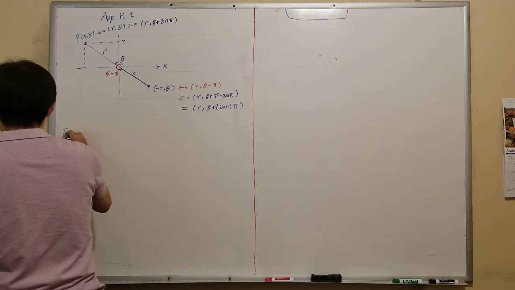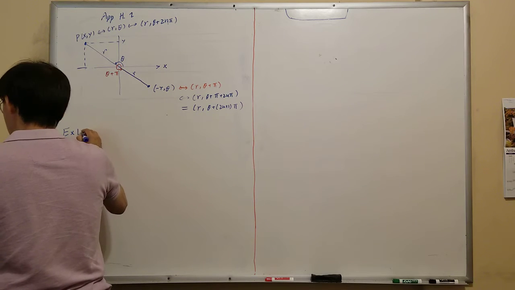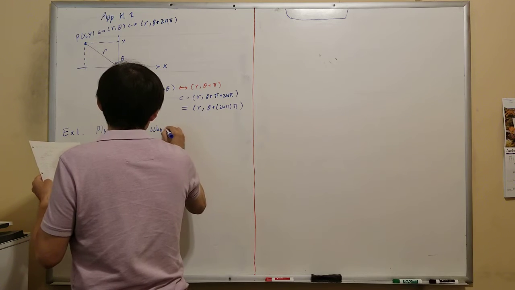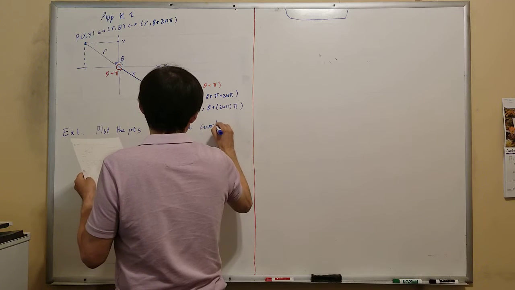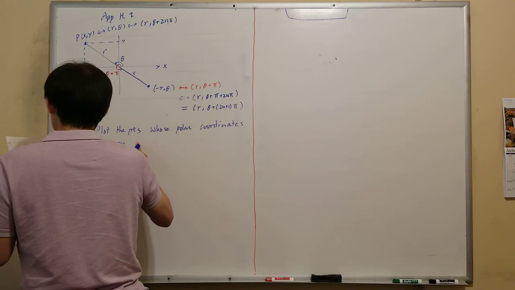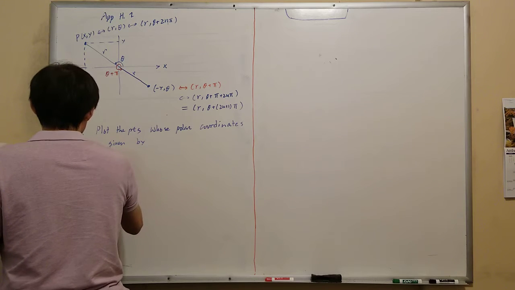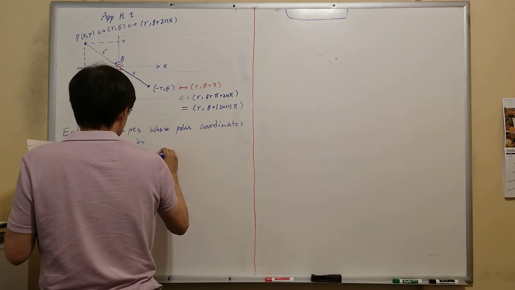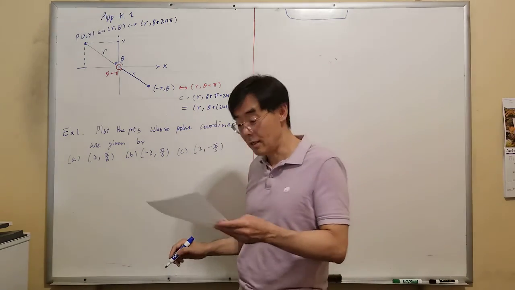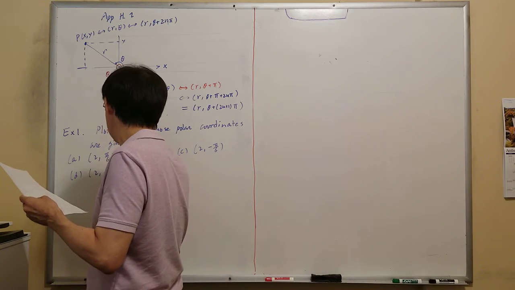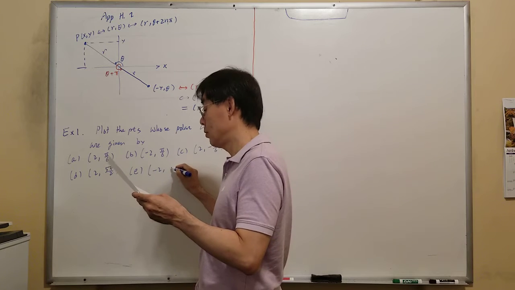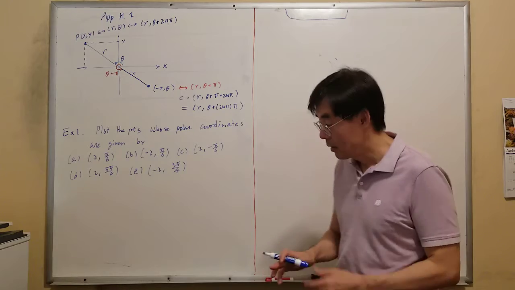So, let's do example 1. Plot the points whose polar coordinates are given by: a, 2, pi over 6; b, minus 2, pi over 6; c, 2, minus pi over 6; and d, 2, 5 pi over 2; and e, minus 2, 3 pi over 4.